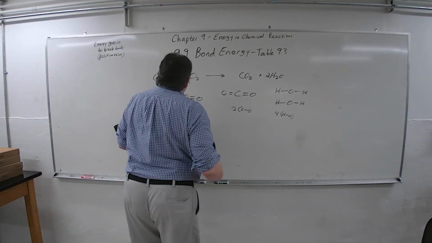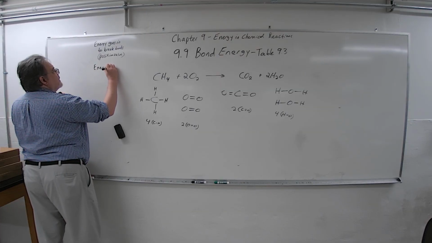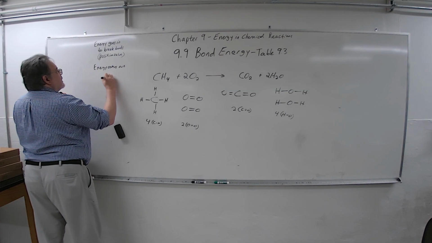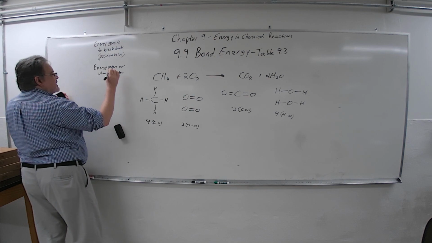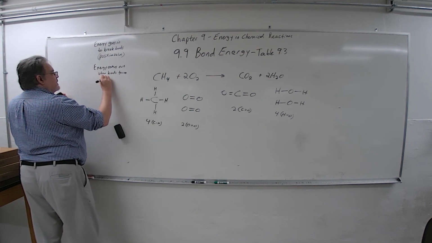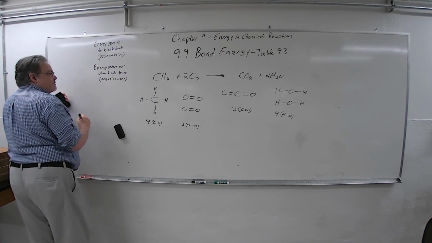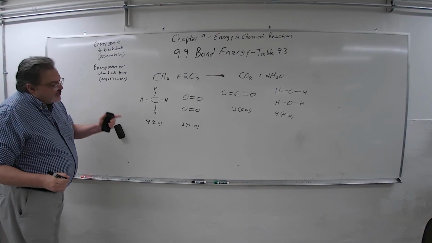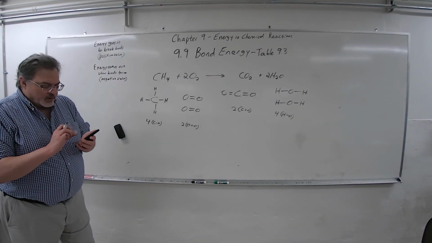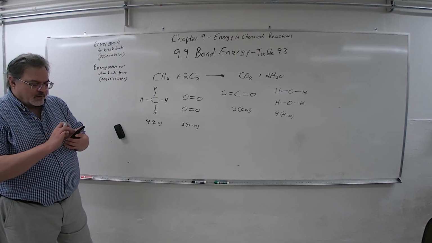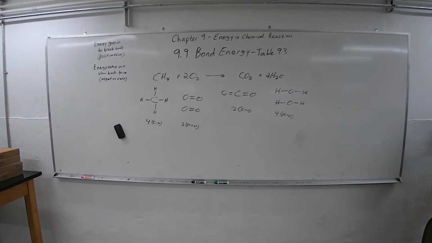When new bonds form, energy comes out when bonds form, so it's negative. Okay, so let's see what we've got. 4 C to H bonds. I snapped a picture of that big chart. So I'll look here, but you look across the chart. Here, just so you see what I'm looking at.